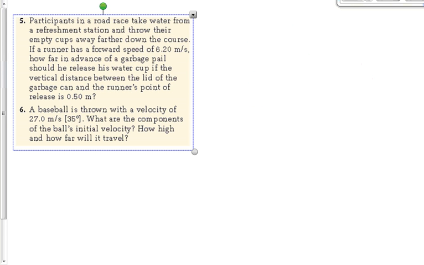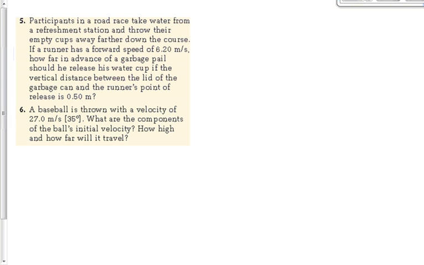Next question that we had requested here, number 5. It says participants in a road race take water from a refreshment station, throw their empty cups away farther down the course. If the runner has a forward speed of 6.20 meters per second, how far in advance of a garbage pail should he release his water cup if the vertical distance between the lid of the garbage can and the runner's point of release is 0.50 meters?